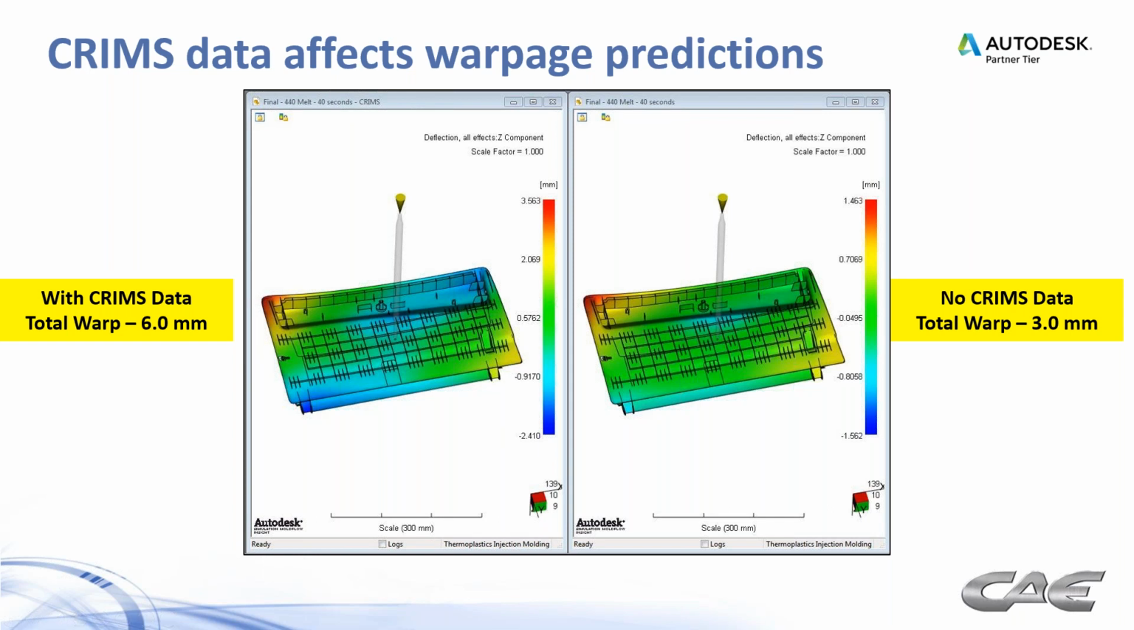So having good material data goes a long way towards getting good warpage predictions. Good warpage predictions allows us to understand what the cause of the warp is and to go attack what the primary cause is.